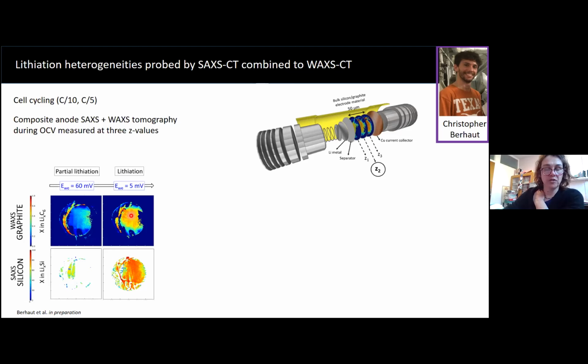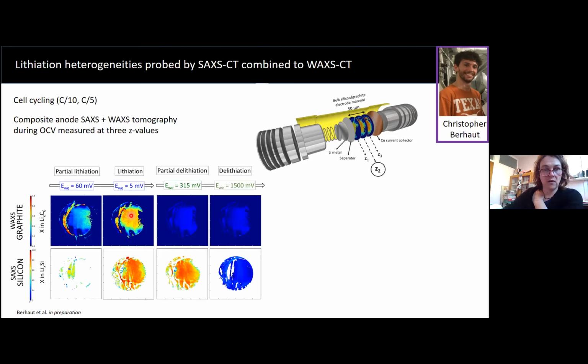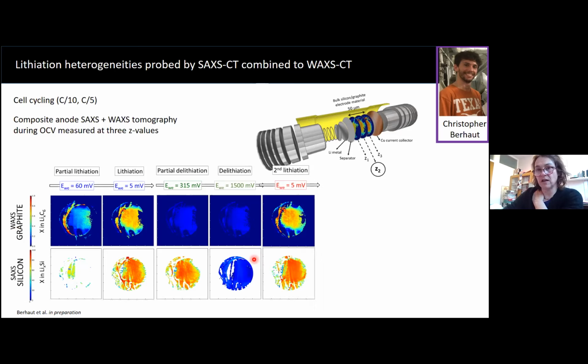You further delithiate now. You do first the partial delithiation, and then you do the full delithiation, and you get those results. So at partial delithiation, you see you have fully delithiated the graphite, and you still have a lot of lithium in the silicon. And then at some point you can delithiate silicon, and at the end you get a fully delithiated electrode. You can start again a lithiation with a different C rate if you want to investigate the effect of C rates. I will not show that, but then you have again the lithiation, second lithiation data.